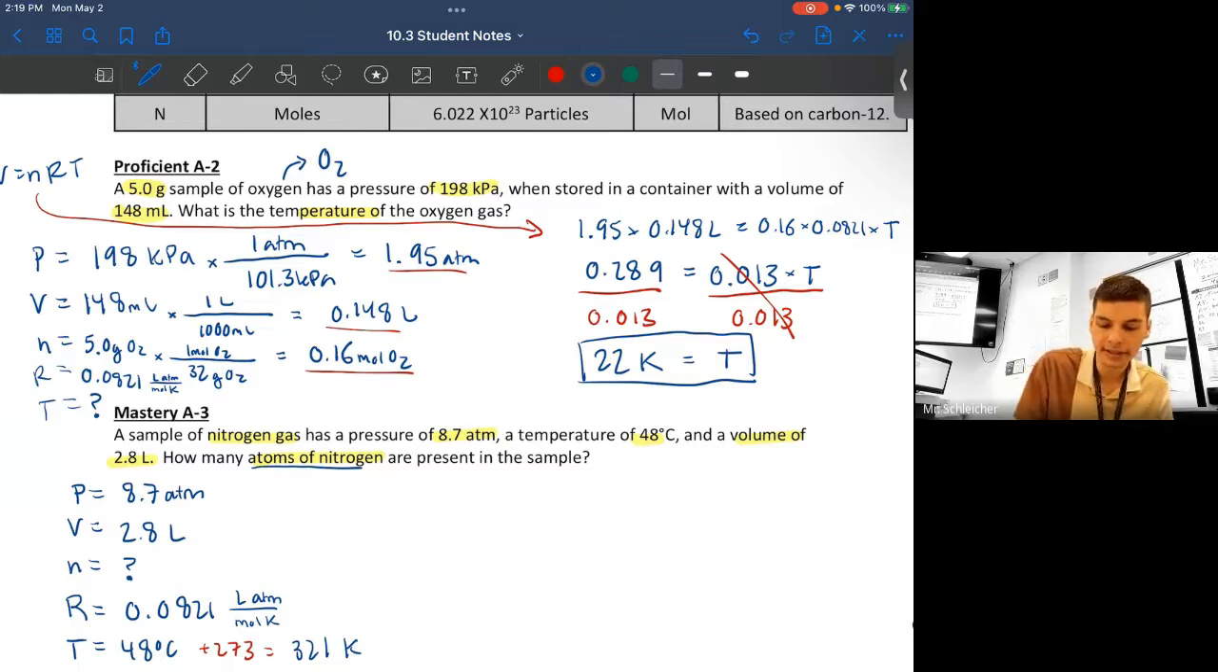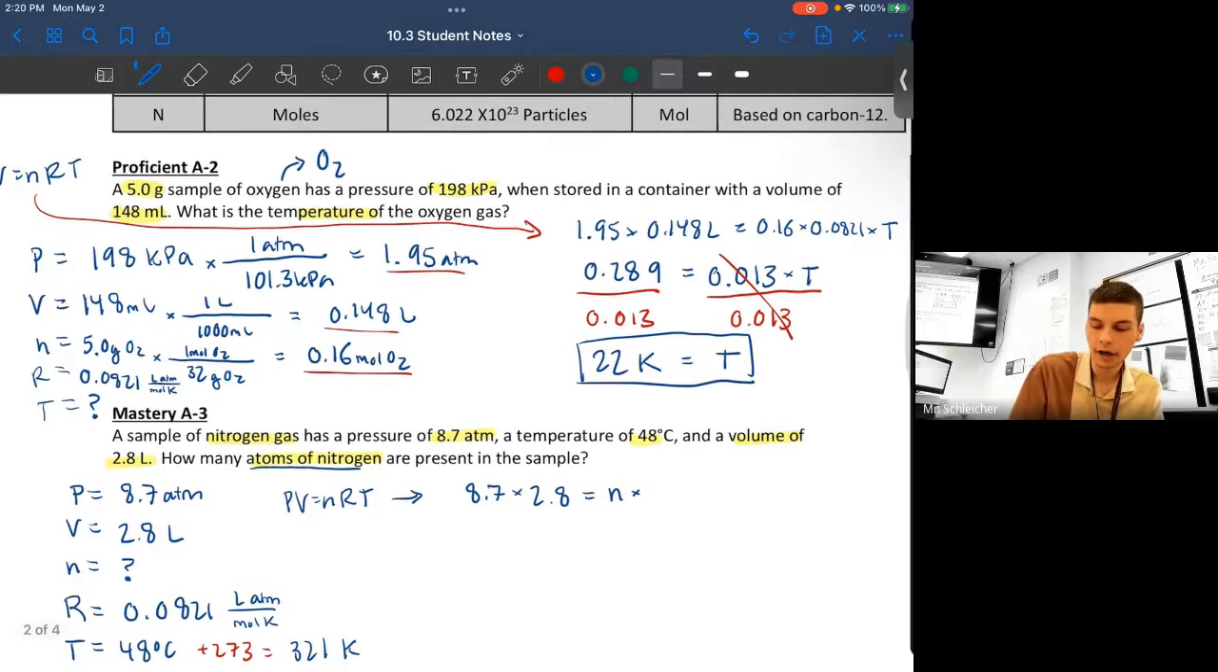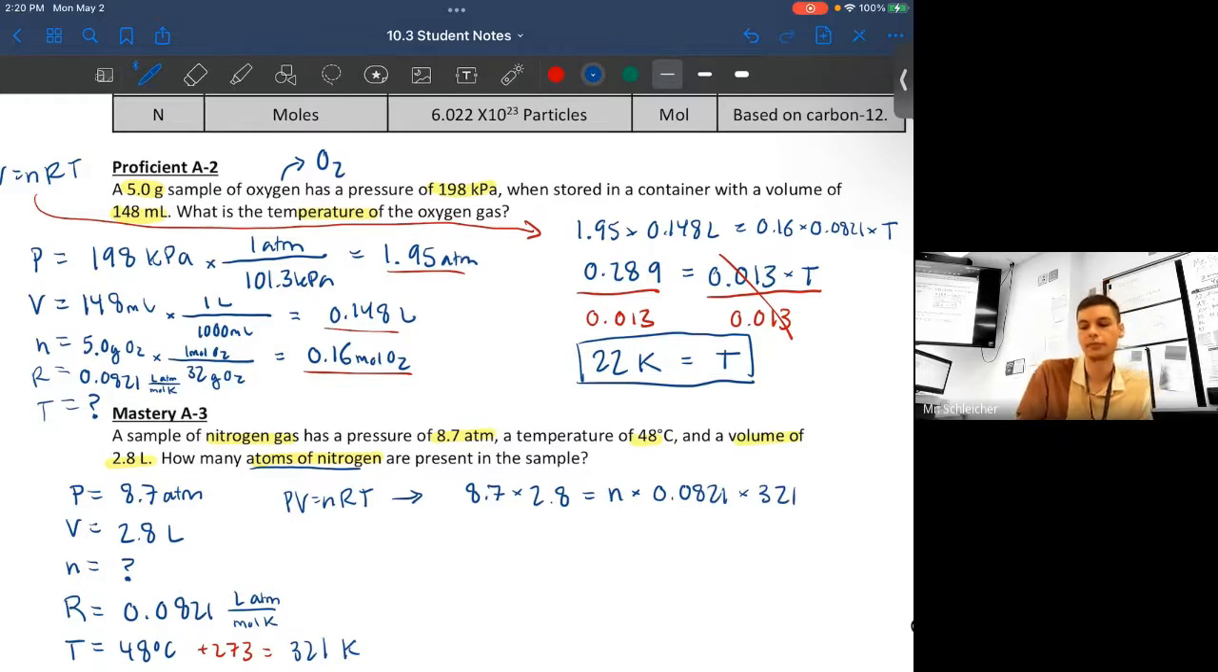So I can just plug this stuff into my equation again. You don't have to rewrite the equation if you don't want to, but I'm just showing what I'm doing. So for P, I can plug in 8.7. For V, I can plug in 2.8. For N, I don't know what that is, so I'll just keep it as N for now. For R, we of course have 0.0821. And then for T, I do have 321.